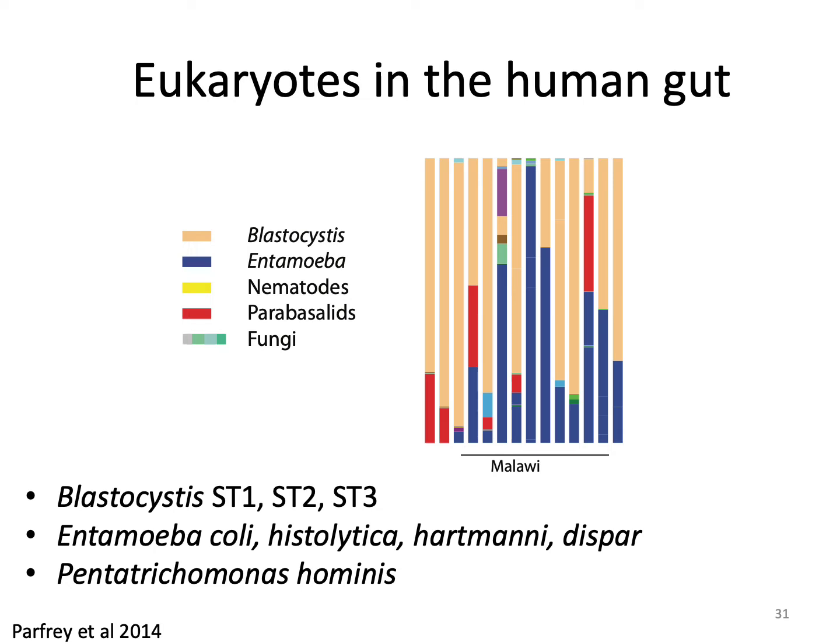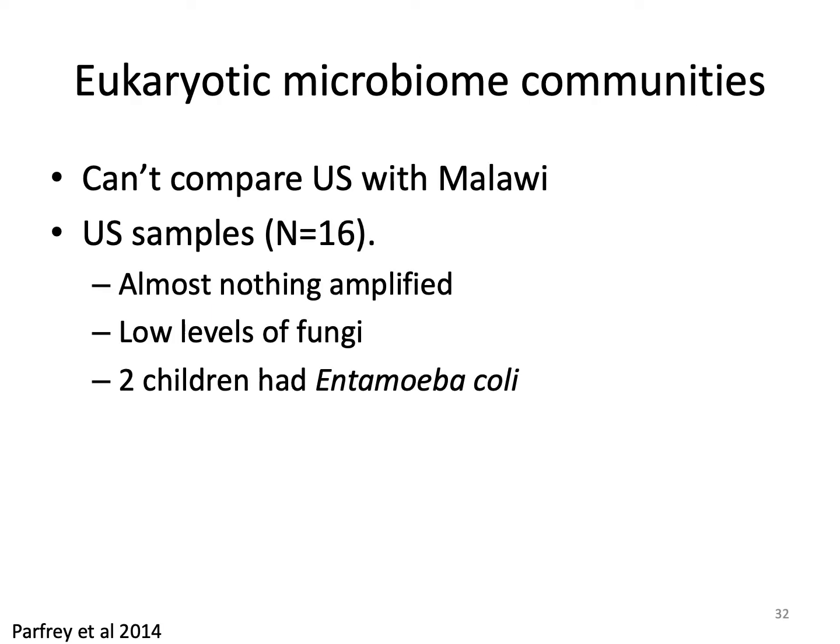We tried to compare the eukaryotic community from the folks in Malawi to those in the US, but we really couldn't because almost nothing amplified. We had low levels of fungi and Entamoeba coli detected in 2 children. So the lack of amplification is indicative of a really low diversity of the eukaryotic community in the US.